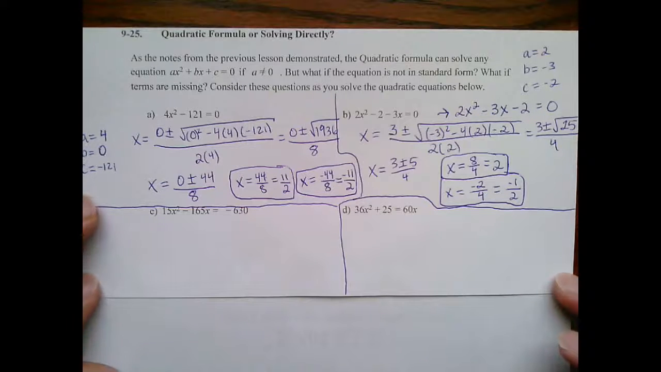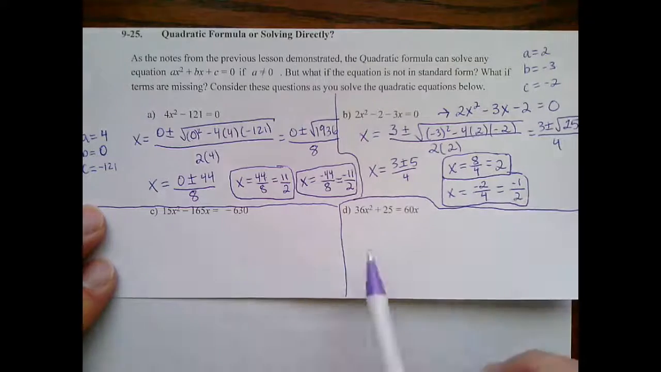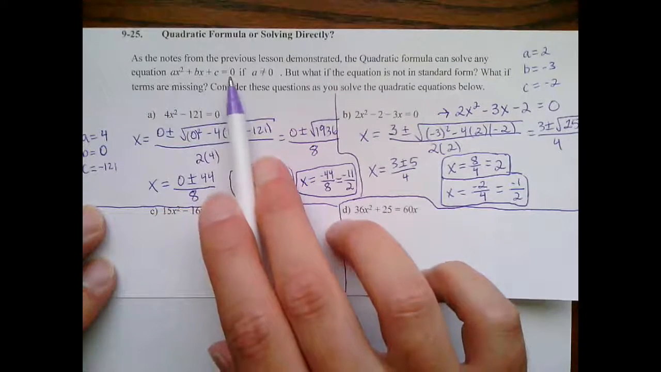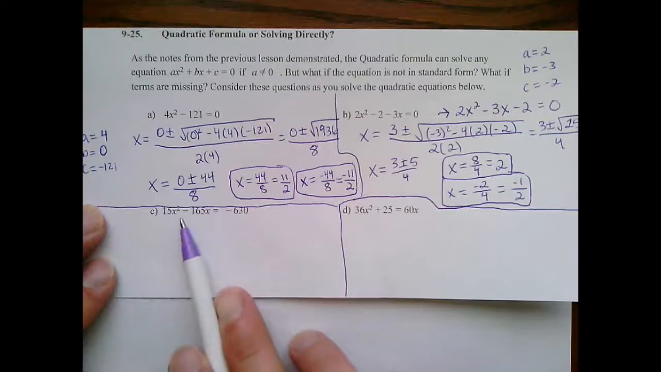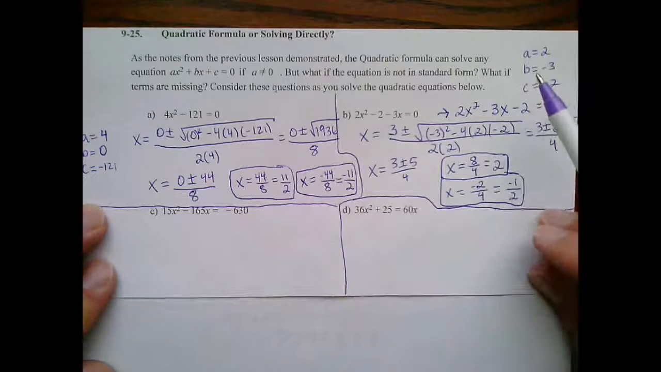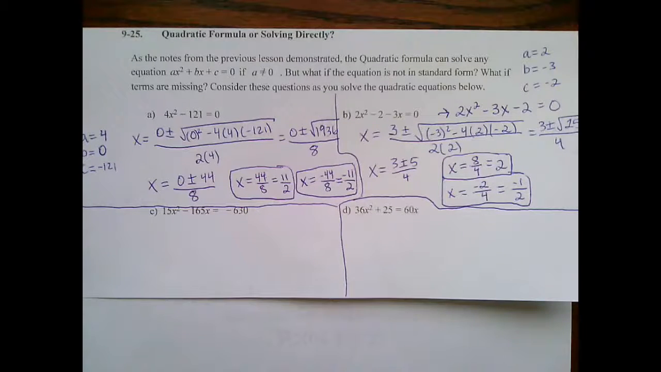All right, guys, so let's keep going. How about C? Is it in standard form? Well, notice standard form for the equation is supposed to be equal to 0. And here I have 15x squared minus 165x minus 630.